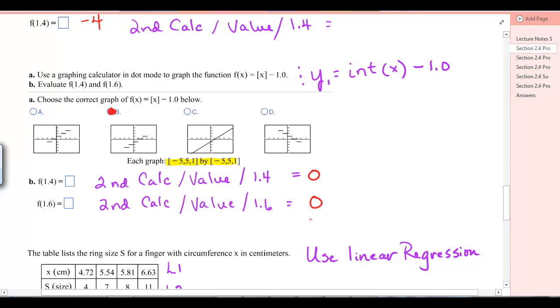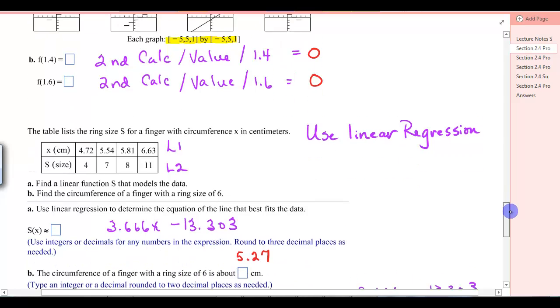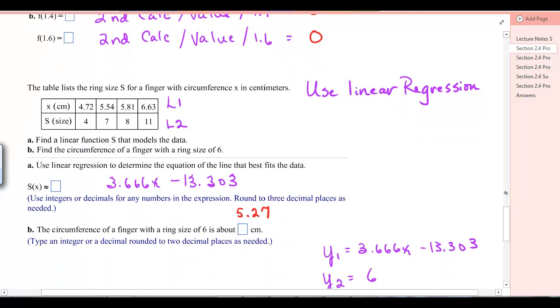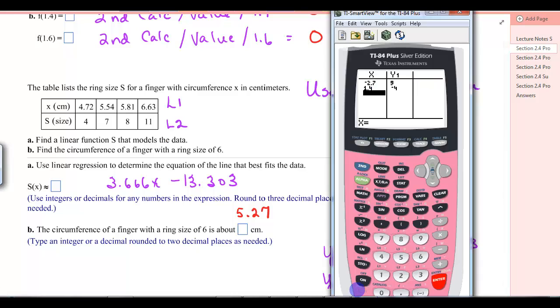Okay? All right. Now, the last one is kind of a long problem, so let's work on this together. This is linear regression, and this is the ring size for a finger with circumference x in centimeters. So here's your circumference of different things, and here is the size that that would equate to. We want to find a function that models the data. We're going to let the calculator do that for us. You have some regression notes in handouts, so I would have that out for me as I started to do this. But we're going to do it together right now.